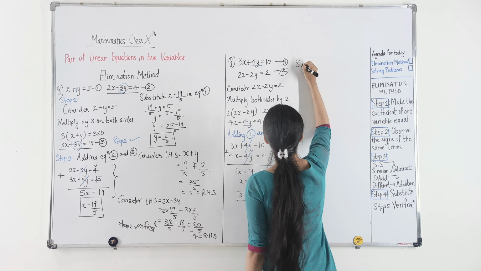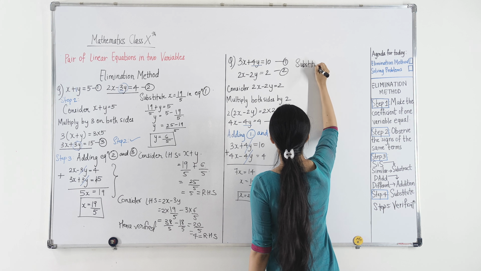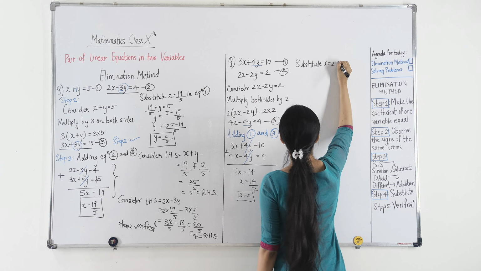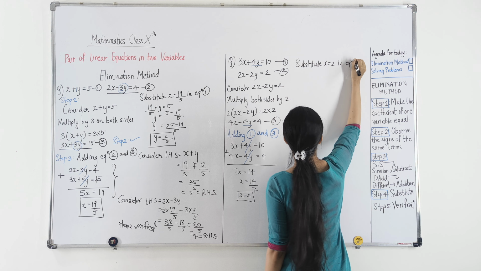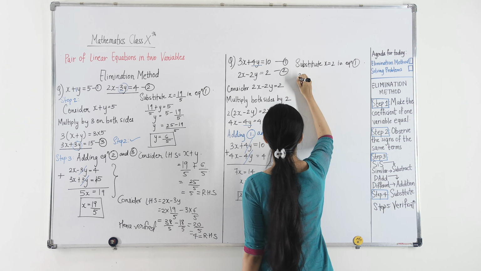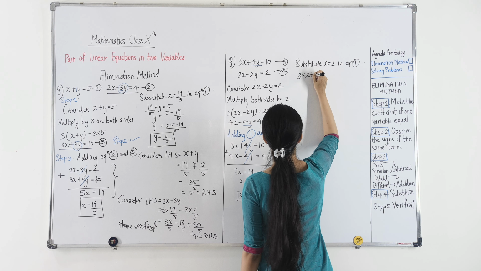So substitute x equals to 2 in equation 1. So we get 3 into 2 plus 4y equals to 10. So 6 plus 4y equals to 10. 4y would be 10 minus 6. So y in this case would be 4 upon 4. So y is equal to 1. So here you got x का value as 2, y का value as 1. Are we done with the problem?